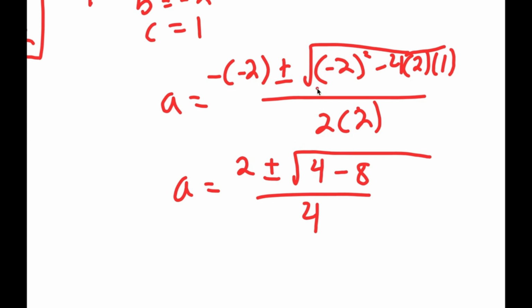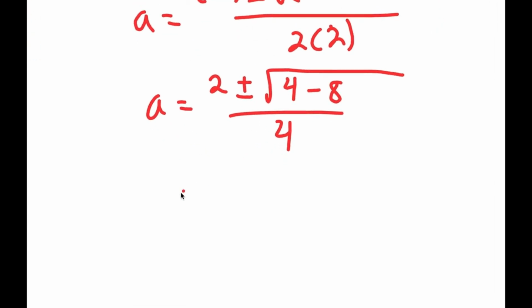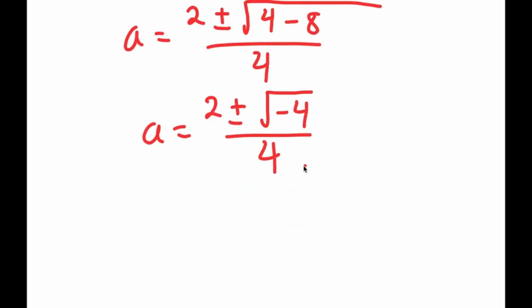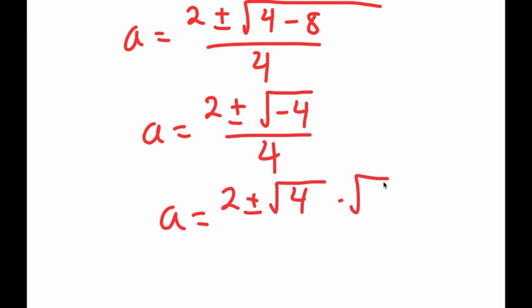which is equal to 2 plus or minus the square root of negative 4 over 4. So now the square root of negative 4, I can rewrite that as the square root of 4 times the square root of negative 1.